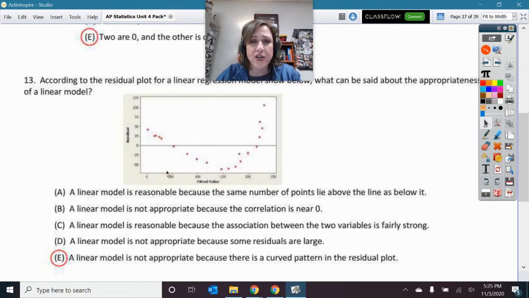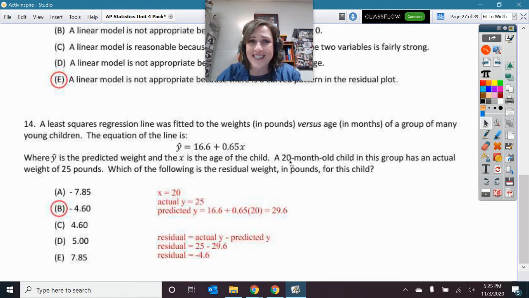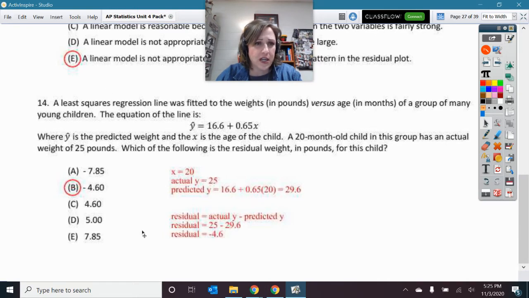All right, look at that curved pattern in the residual plot. If a pattern is what you see, then you must say, yikes, the data's not a line, no line. So that was not that way.